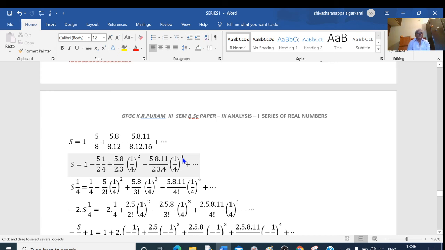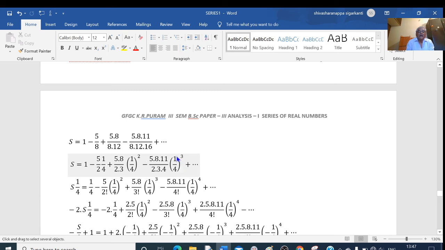To make these terms in the standard form, this is 4 factorial, so I have to make this as 4. And I need 4 terms in the numerator. See, the difference between 8 and 11 is 3. 11 minus 3 is 8, 8 minus 3 is 5, 5 minus 3 is 2. So, therefore, I have to multiply this equation throughout by 2.